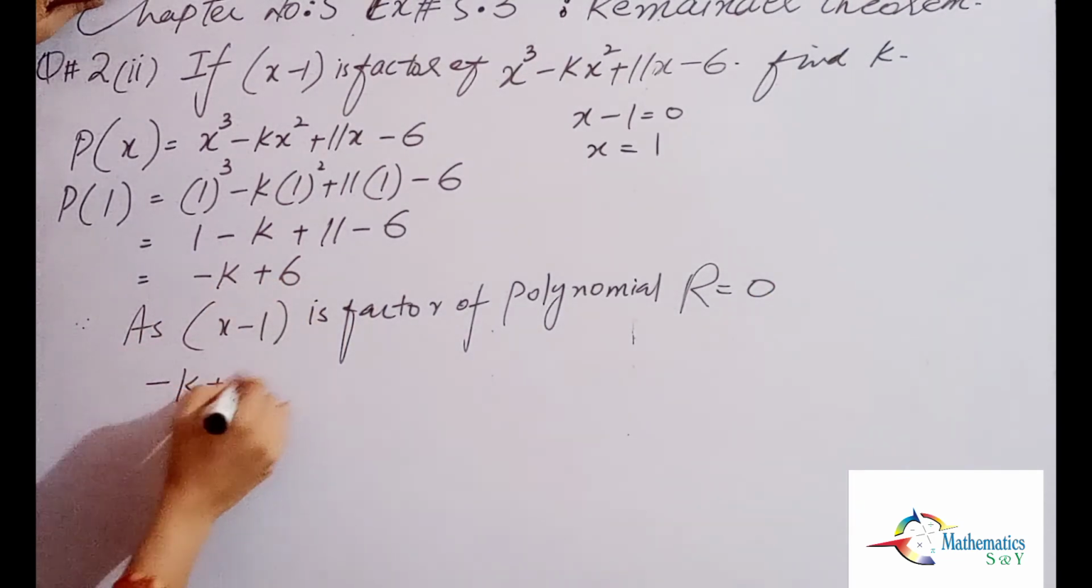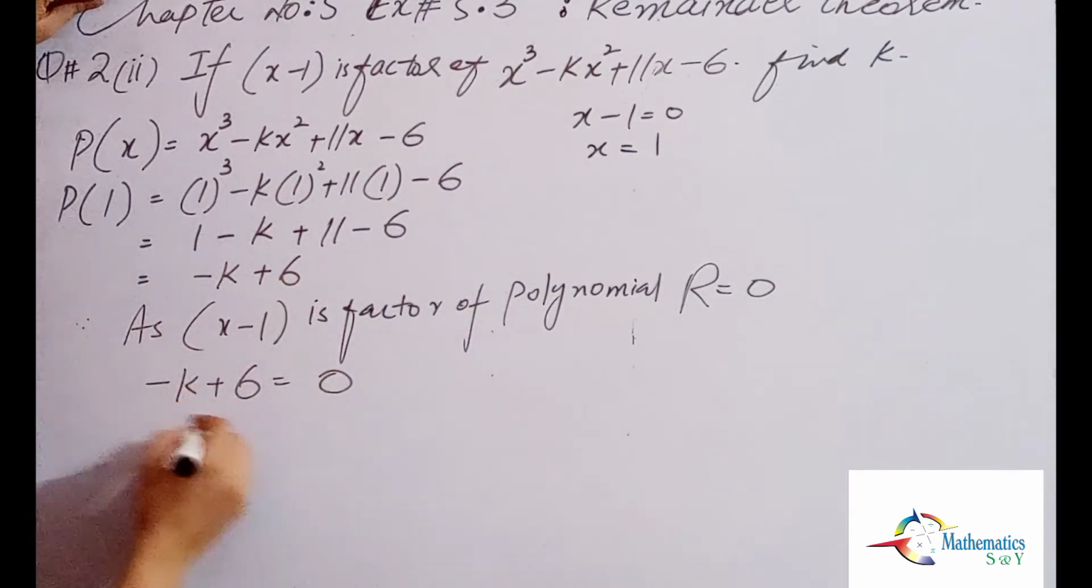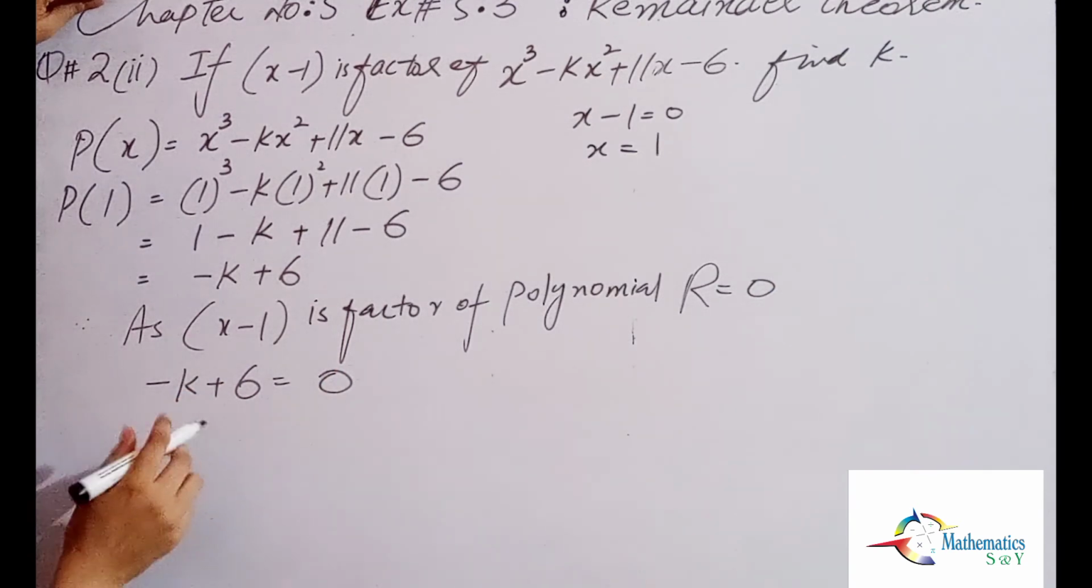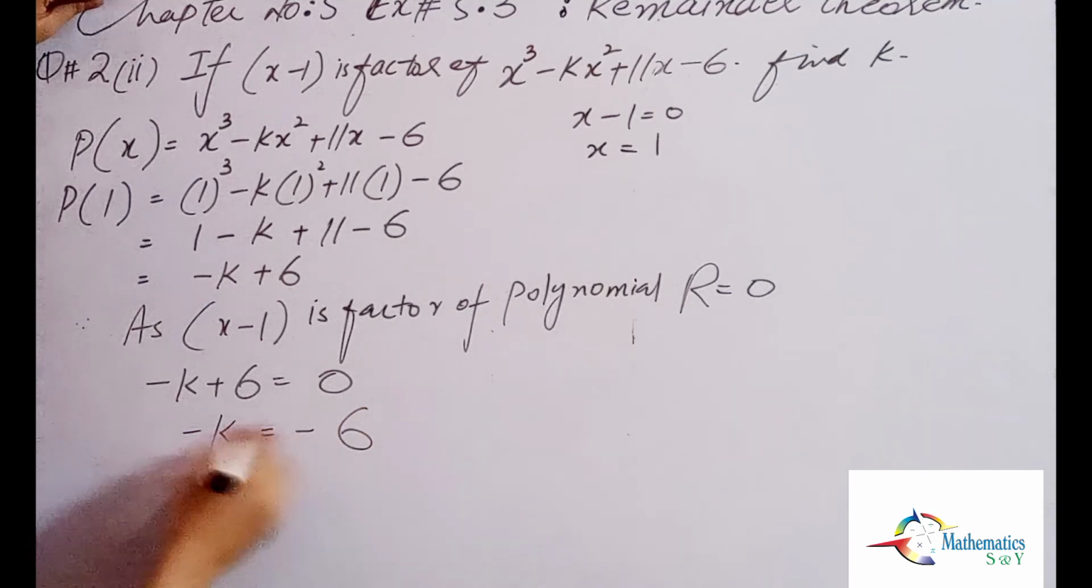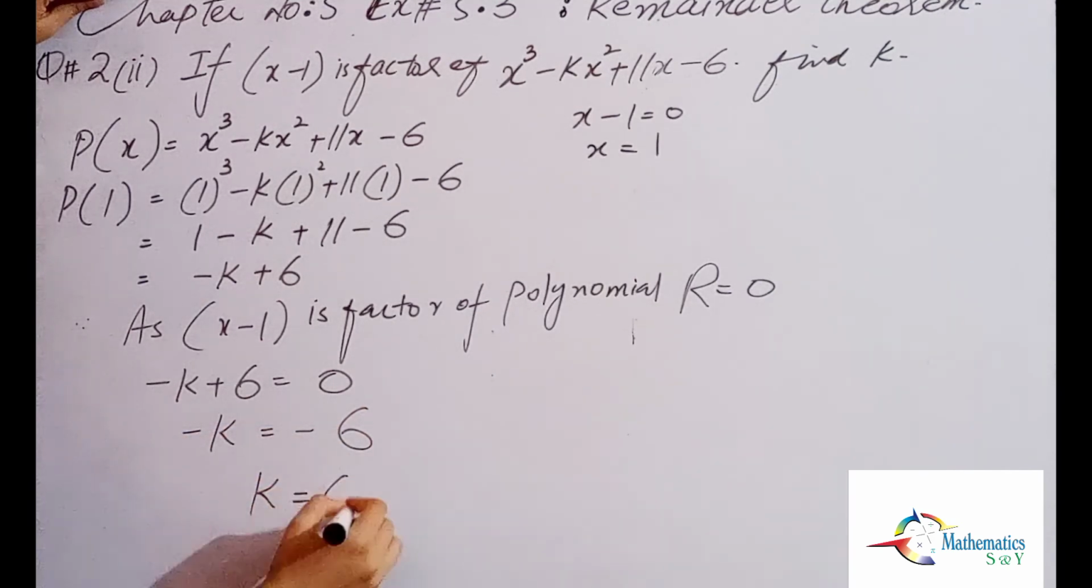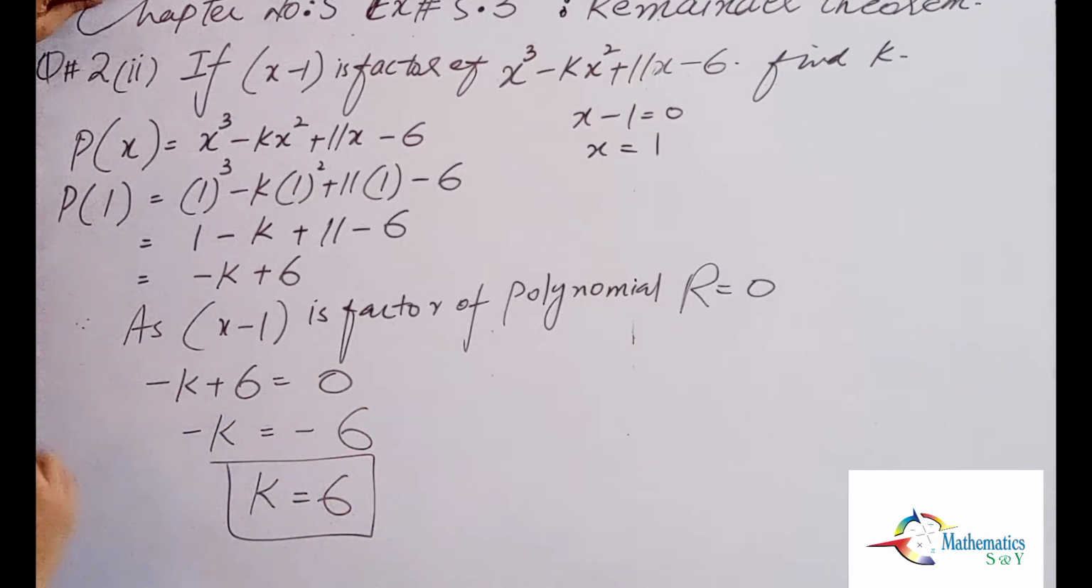Minus k plus 6 equals 0. We have to find the value of k. Minus k on this side, plus 6 on the other side is minus 6. Both minus signs are cancelled, so k will be equal to 6. So this is the value of k.